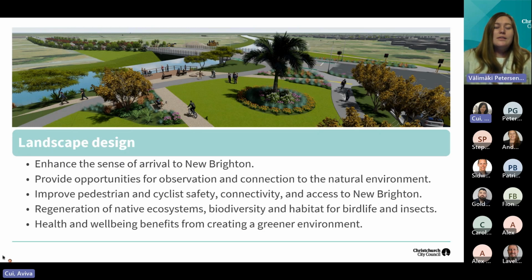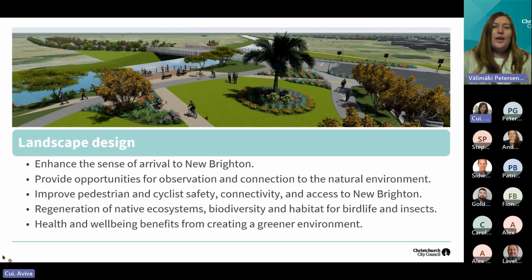Our next key objective was to provide opportunities for observation and connection to the natural environment. So the pocket park will have a lookout, which is in the exact location of the current existing old bridge. This is a bit of a nod to the recent history of the area, but also provides an awesome location for people to view across the river and into the future wetlands.